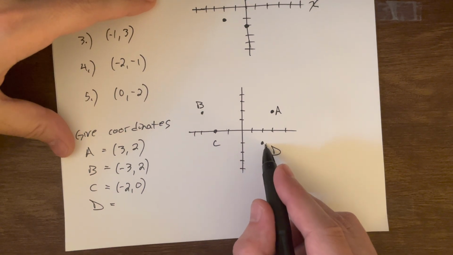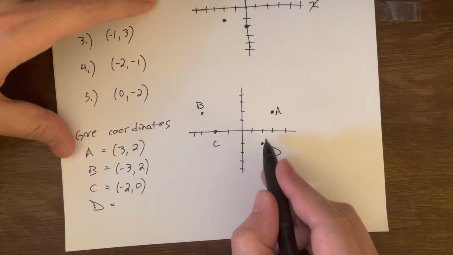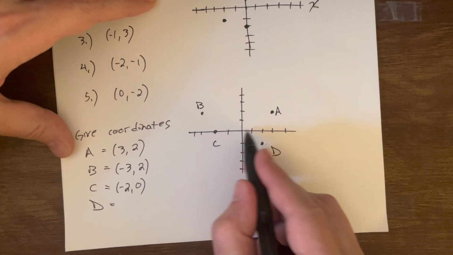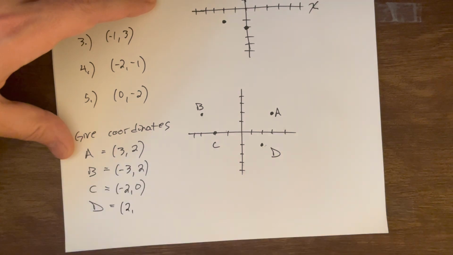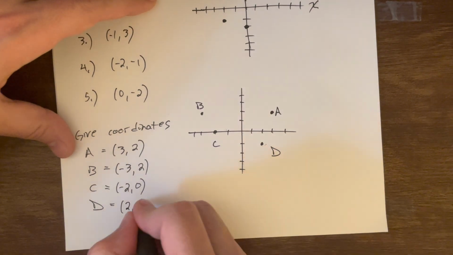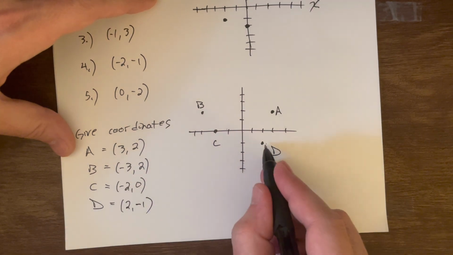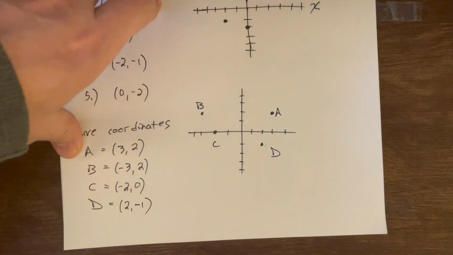So thinking about D, well, how do I get to D? First thing, thinking about my left, right, I went right. How far did I go right? I went right 2 units. And then I went down 1 unit. So down gave me the negative, and down 1, so -1.